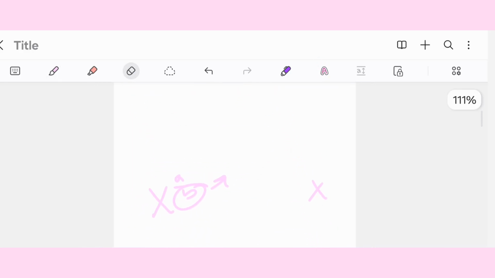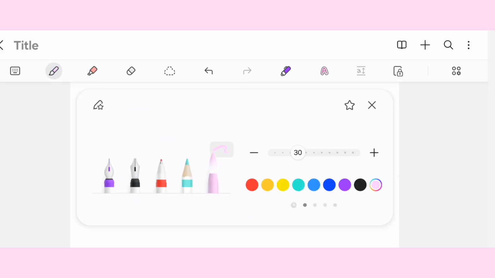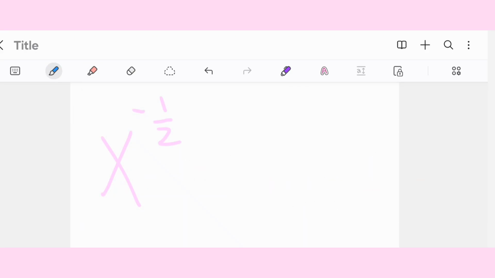So just to make sure you're really understanding it, I'm going to do an example with some numbers. So I'm going to do x to the negative 1/2 power. Okay, first things first, we're going to work our way out. So we're going to start right here, then go here, right?